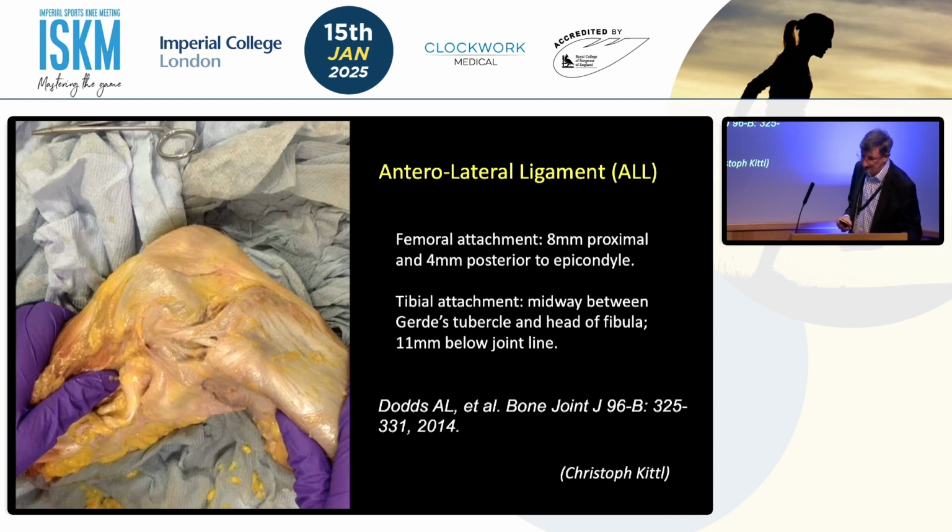So looking at the anterolateral structures, firstly, this is the anterolateral ligament crossing over the lateral collateral ligament here. It's a fairly weedy structure, which implies that it cannot take very large forces. It attaches to the femur just proximal and posterior to the epicondyle, and it dissipates into the periosteum of the tibia, midway between the head of the fibula and Gerdy's tubercle.